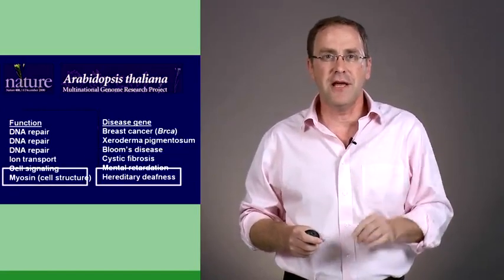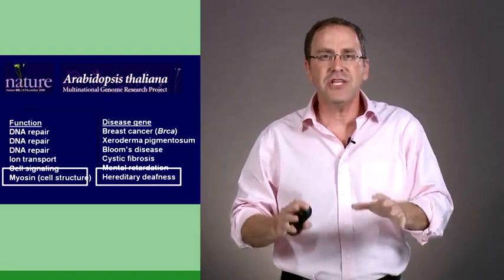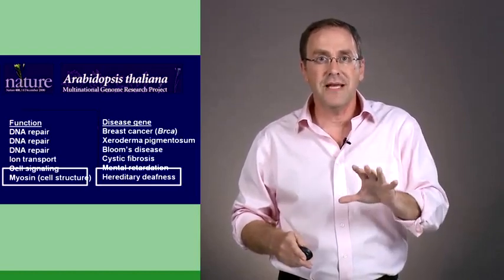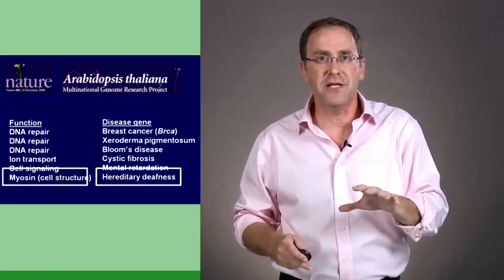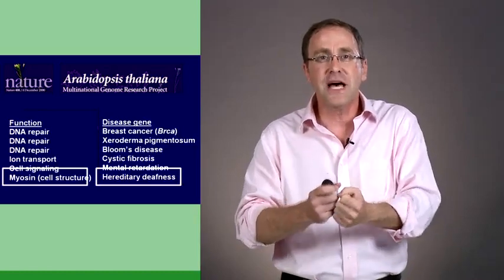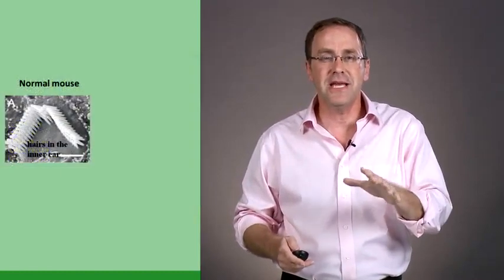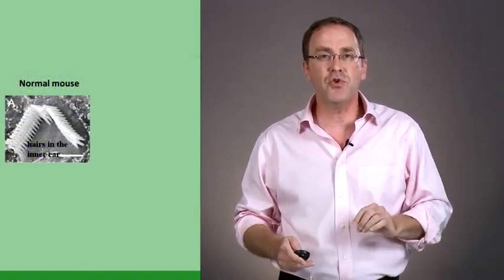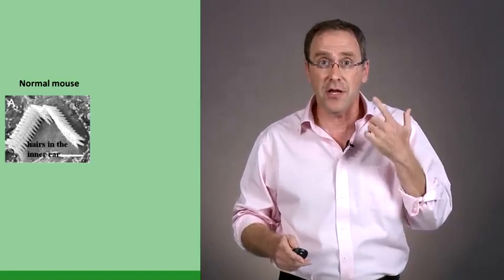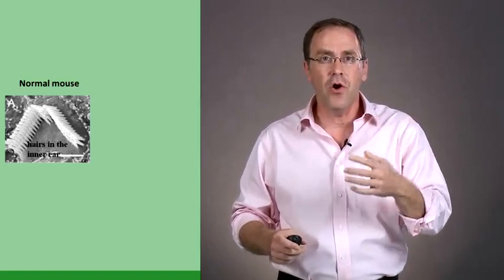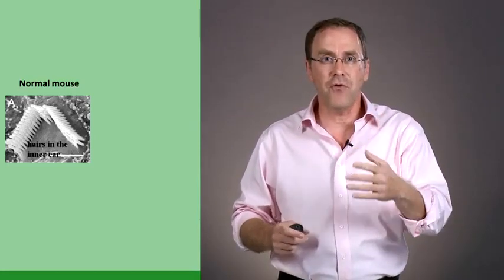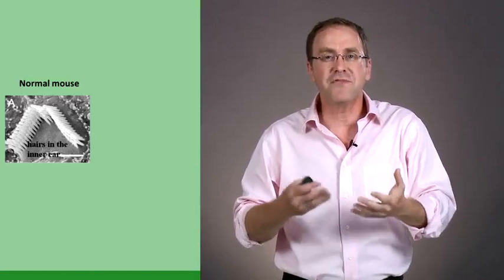So what about hereditary deafness? Well, mutations in many, many genes can cause different types of deafness. But one of the genes that's afflicted in hereditary deafness is a gene that's called myosin. Myosin is a gene which affects cell structure. And let's see what happens in the inner ear of mice that have a mutation in this gene. What we see here is a picture of the hairs in the inner ear. These are the hairs that vibrate when sound signals hit the ear. These hairs vibrate back and forth, and that lets the mouse know what type of sound it's hearing.